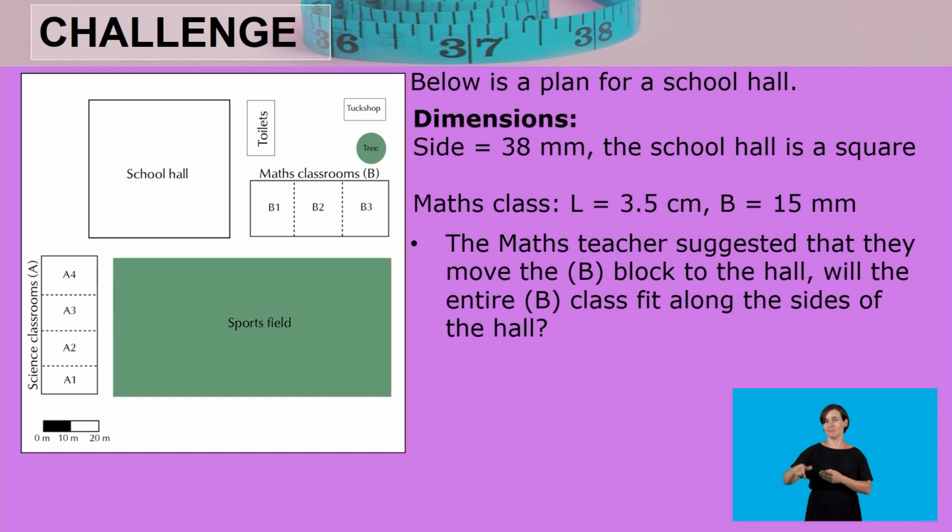So the maths teacher suggested that they move block B, which is the maths classroom, to the hall. Will the entire B class fit along the sides of the hall? So it means if we take this part and we move it to this part, maybe we put it like this, then we have our B1, our B2, and B3. This is just an assumption, whether will it fit in this hall or will it not. Either they were going to put it this side or that side. It really doesn't matter, because our school hall is a square. So that is the question that I want you to deal with during your spare time.